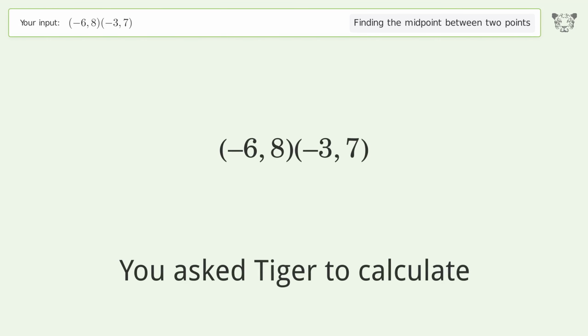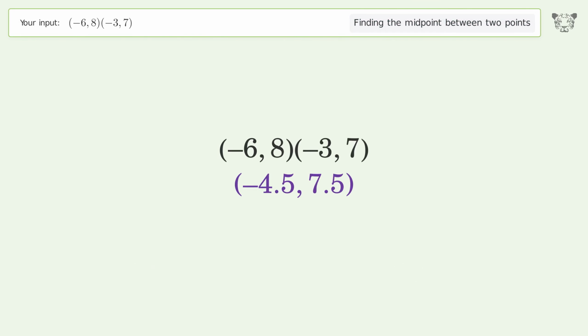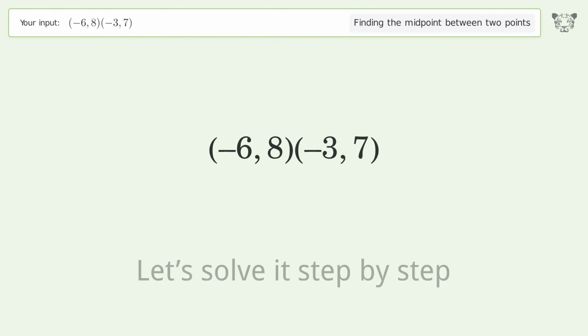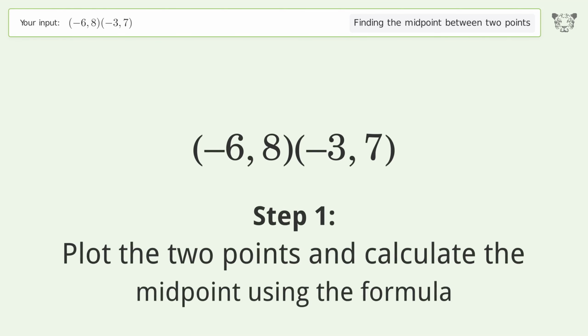You ask Tiger to calculate. This deals with finding the midpoint between 2 points. The midpoint between the 2 points is negative 4.5, 7.5. Let's solve it step by step. Plot the 2 points and calculate the midpoint using the formula.